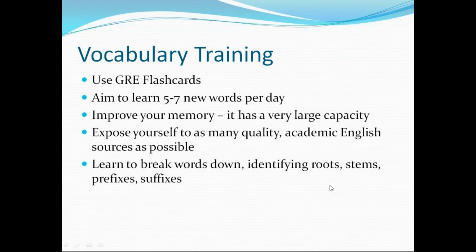With GRE especially, there are so many words that you have to remember. I think his techniques can be very useful for you. So that's just something to keep in mind.